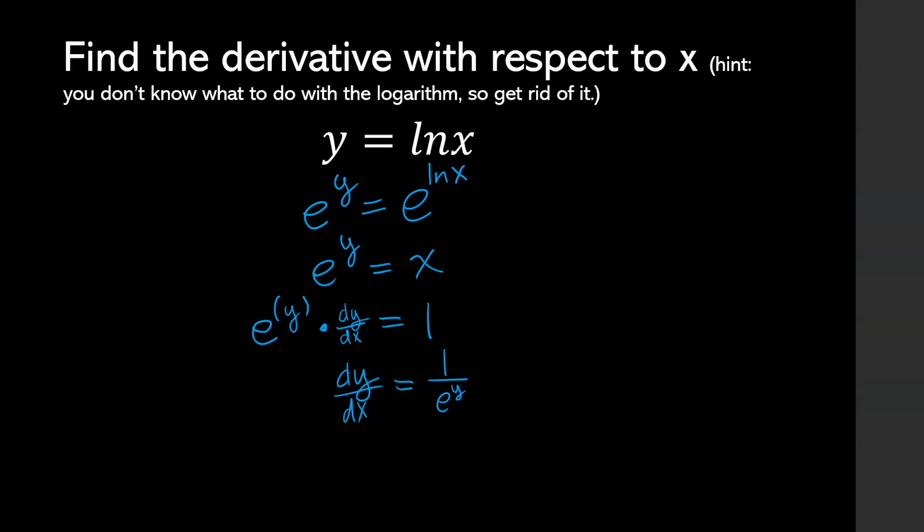Uh-oh, what the heck is that? I didn't really expect the derivative of natural log of x to have a y in it, so let's go back and look. e to the y is equal to x, so the derivative of natural log of x is actually 1 over x.